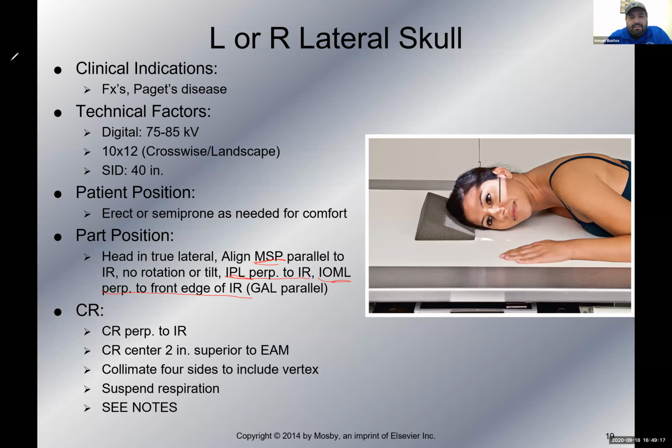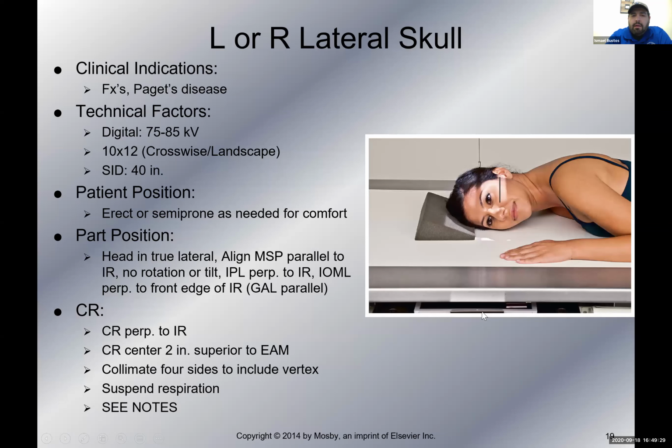So let me go back to this one here. My mistake, I erased it. But anyways, it should be the IOML perpendicular to the front edge of the image receptor. So again, make sure you look over these four things, because you will be asked a question on how you determine if you're in a true lateral position. First one is IPL should be perpendicular to the image receptor.